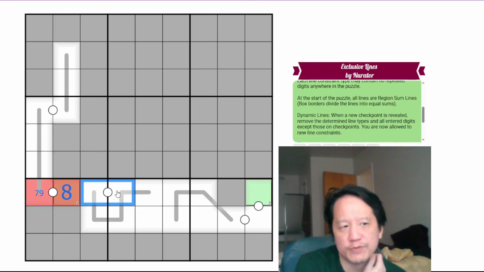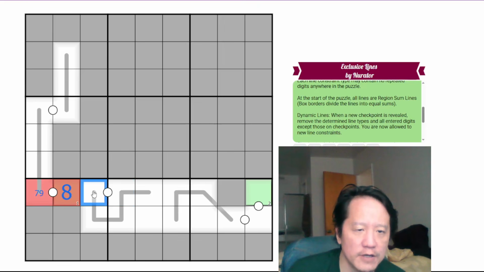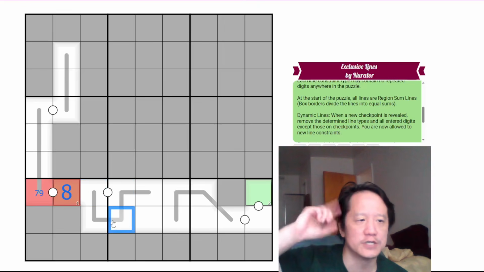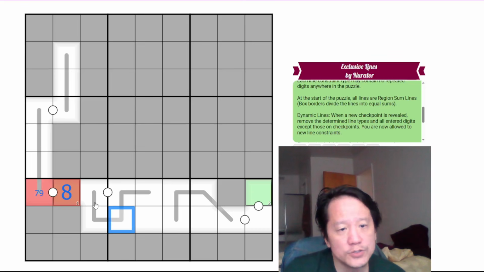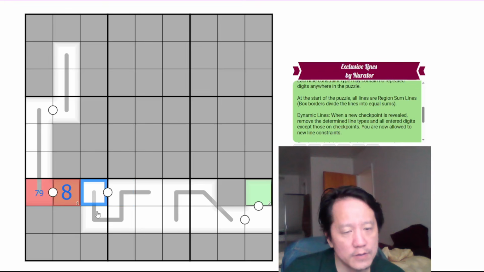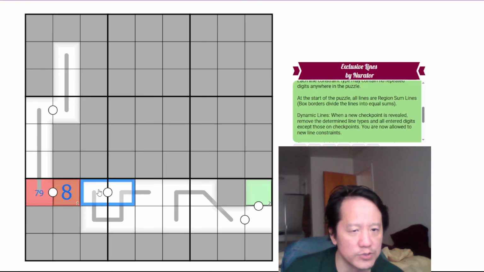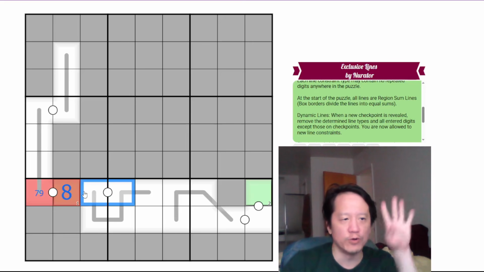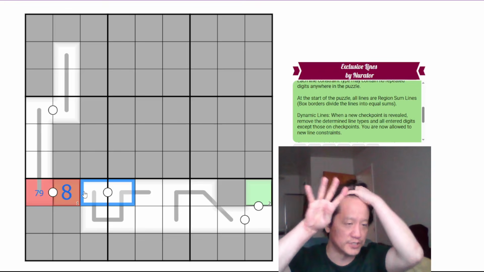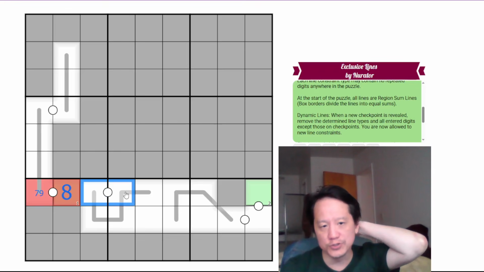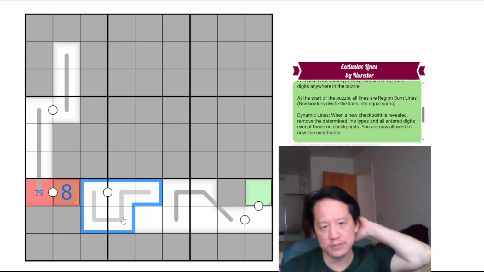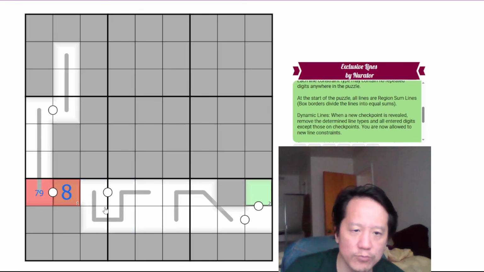This cannot be a whisper 5 line. If this is a whisper 5 line, you alternate between high and low digits on a whisper 5 line. So these would have to be obviously different sets. These would be different sets, so these are the same set, and these would then have to be different sets. But again, 1 through 4 is not consecutive with the digits 6 through 9. So there's no way that this can be a whisper 5 line. So this must be a region sum line here, guaranteed.